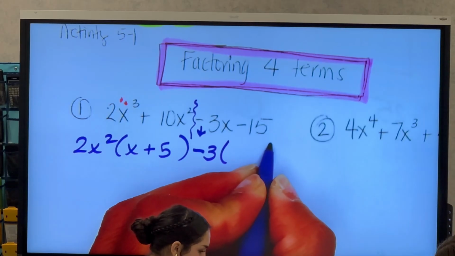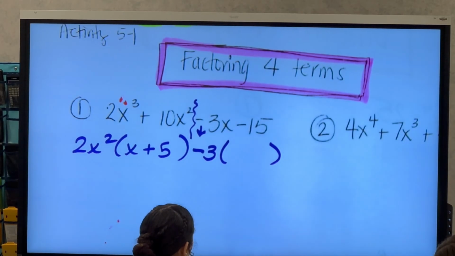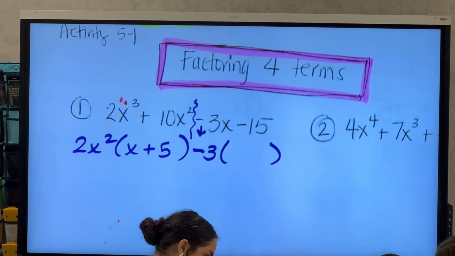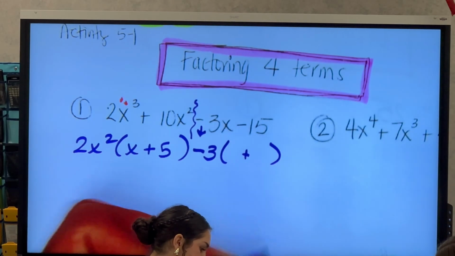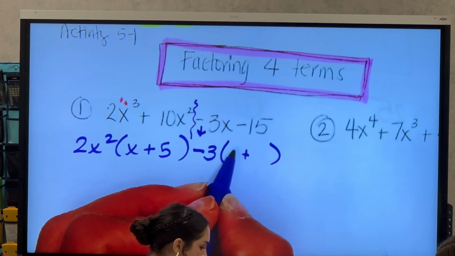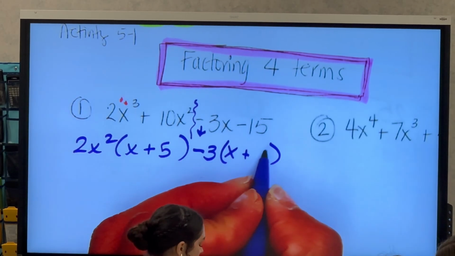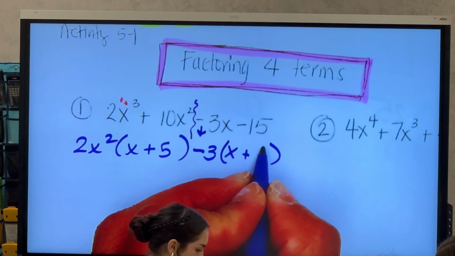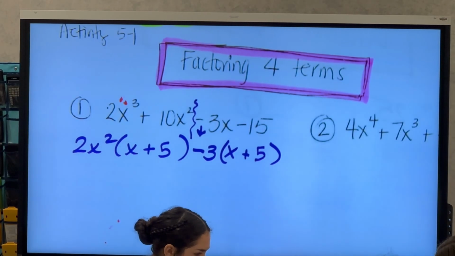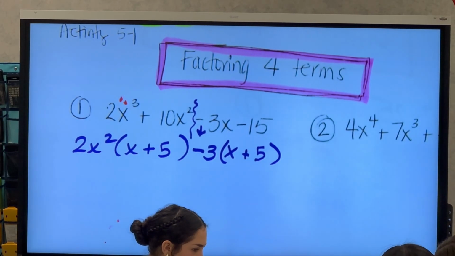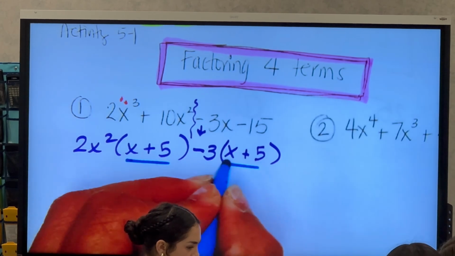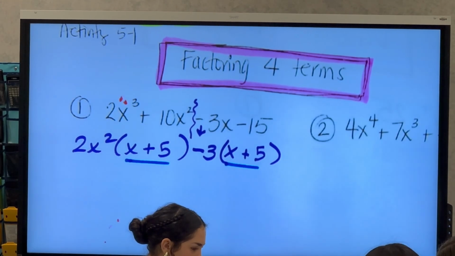When we divide out a negative, remember a negative divided by a negative is positive. So this should have a plus sign in the middle. So negative 3x divided by negative 3 is just a positive 1x. Negative 15 divided by negative 3 is a positive 5. Right, and this is perfect because if whatever we have in the parentheses is the same, first of all, that means we're doing it right.